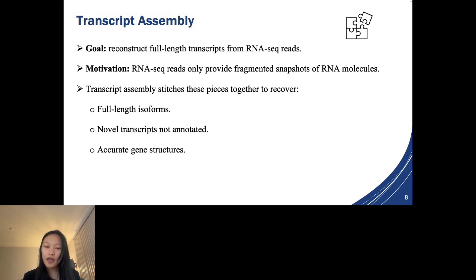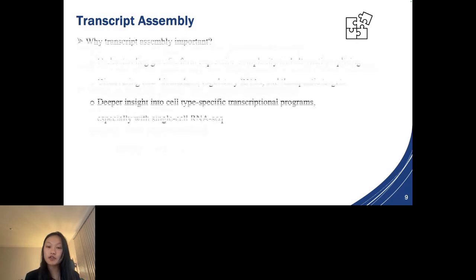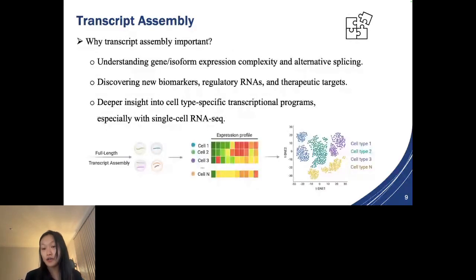Why is accurately assembling these transcripts so important? First, it gives us a much deeper understanding of gene expression complexity and the prevalence of alternative splicing. It reveals the true diversity of RNA molecules produced from a gene. Second, identifying the specific isoforms present in different conditions can lead to the discovery of novel biomarkers for disease, uncover new regulatory RNAs, and even pinpoint new therapeutic targets.